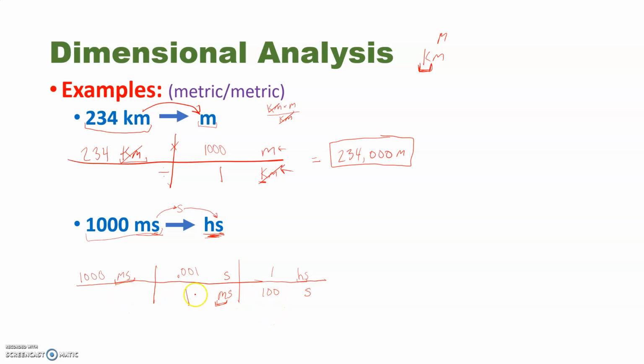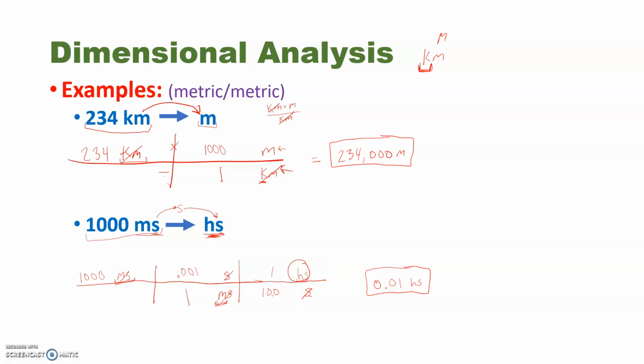So your milliseconds cross out, seconds cross out, and you're left with hectoseconds. You do this times this divided by this. 1,000 times 0.001 is 1, divided by 100 is 0.01 hectoseconds. That's what you should get in your calculator if you calculate this out. And again, all your units, millisecond, millisecond, seconds, seconds cancel out and you're left with hectoseconds.